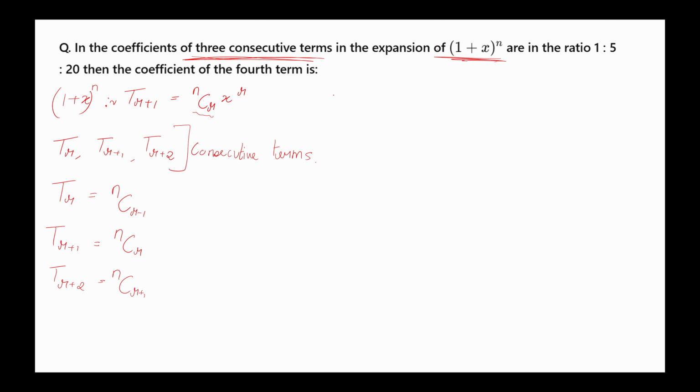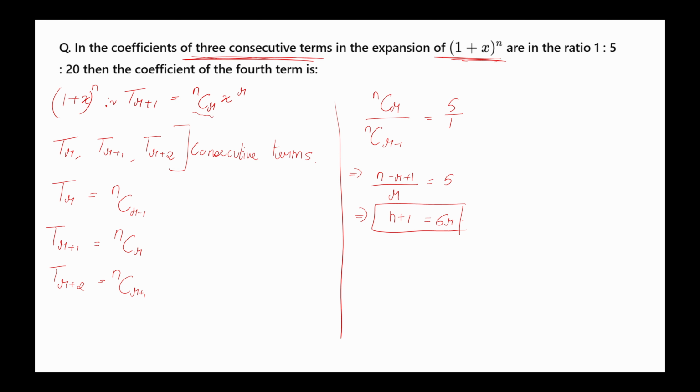That means I can say that nCr upon nC(r-1) is equal to 5/1. And I hope you all remember we had again studied the shortcut form of finding the value of nCr upon nC(r-1). So this would become (n minus r plus 1) upon r, which is equal to 5. So from here what do we get? n plus 1 is equal to 6r. So this is our first equation, we can say.